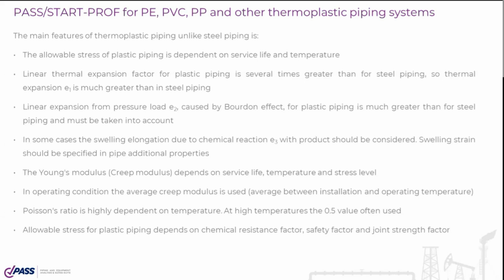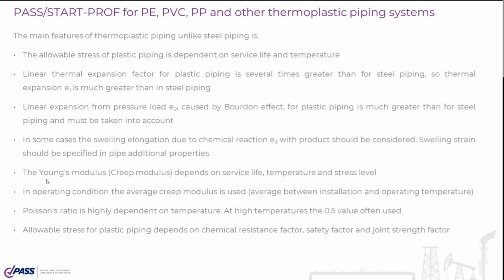So you will see the thermal expansions and the pressure expansions of the piping system. The next is the elongation of the pipes due to the swelling effect, due to chemical reaction between the contents of the pipe and the pipe material. Due to chemical reaction, the pipe also elongates, and we can take this into account. We have a special factor for it in the software.